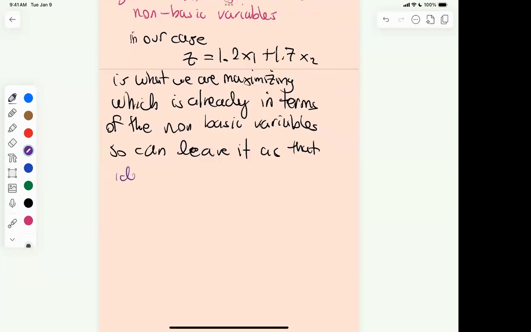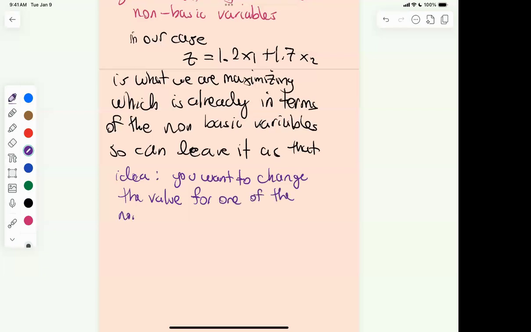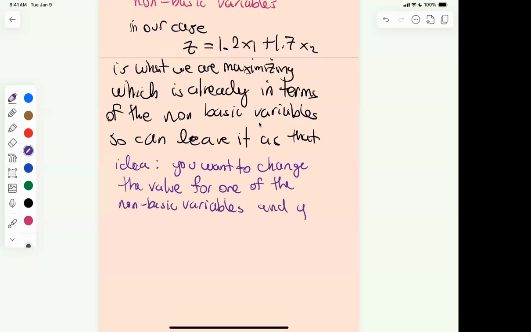So the idea is that you want to increase or change the value for only one of the non-basic variables, and you choose the variable with the largest coefficient in the optimization function.